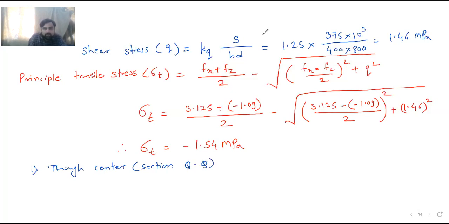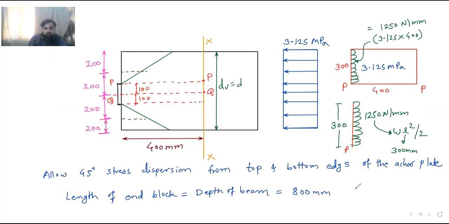Okay, so if I calculate the moment, it will be 3.125 into 400 into, again it is WL square by 2, 400 square by 2. Here you can see now, we are considering from this point. So this horizontal distance is 400, we know that. But this vertical distance will also be 200 plus 200, 400. So this whole square we are considering is 400 by 400.